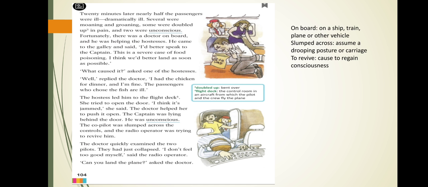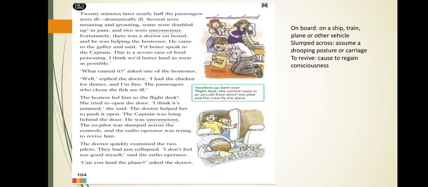So here are some word meanings. On board means on a ship, train, plane or other vehicle. So that means they are traveling together. Slumped across means to assume a drooping posture or carriage. To revive means to cause to regain consciousness.